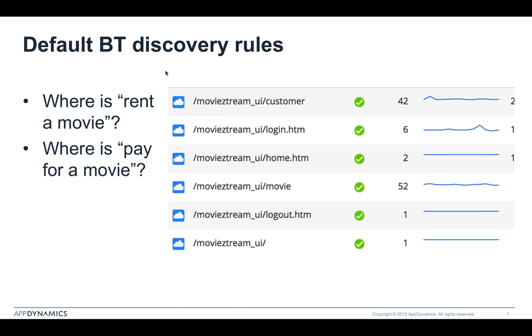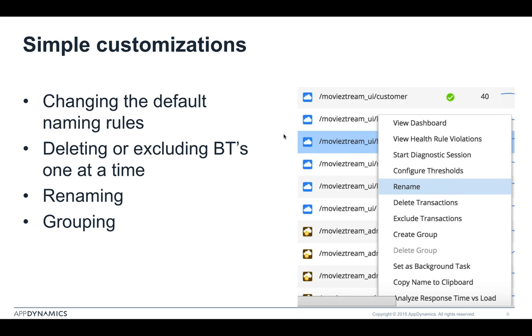name. The default out of the box is 2 segments, which is why, if I go back a slide for a minute, you see all of the BTs currently have 2 segments in them: Movie Stream UI Customer, Movie Stream UI Login, 2 segments. So one of the easiest customizations that people do is to go in and change the number of segments based on their site structure. Give me 3 or 4 segments, or just use the whole URI. That's a simple customization. There's a lot more that we can do, and I'm gonna show you some examples.